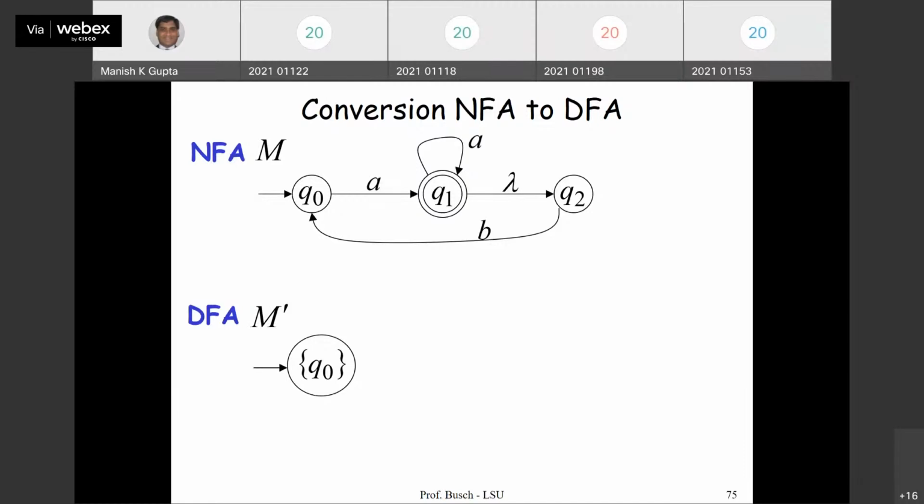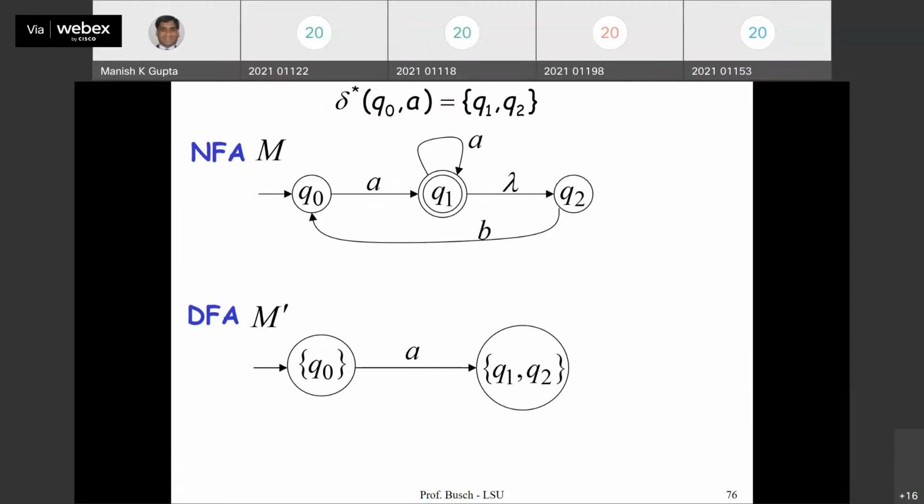In this state, if I receive A, where to go? If I receive B, where to go? I need to provide it. If I receive A, I am reaching Q1. So Q0, after receiving A, goes to Q1, and also because of the lambda transition, Q2 is also there. So Q1, Q2 is our next state, the new state that I have created from this.